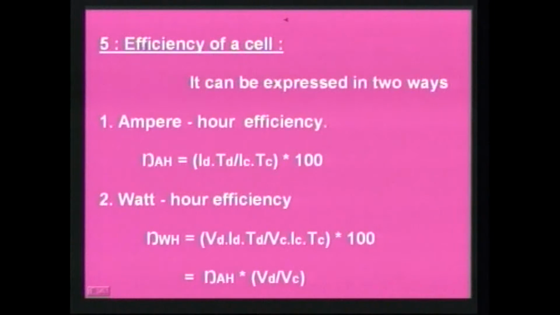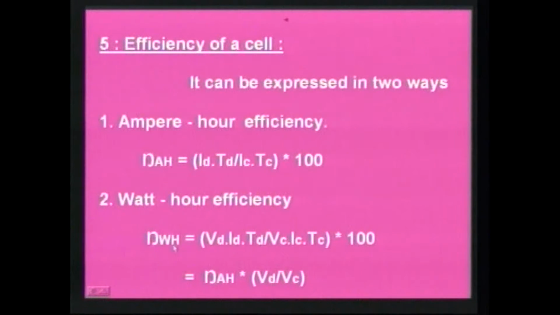Now, the fifth one is the efficiency of a cell. The efficiency of the cell can be expressed in two ways. One is ampere hour efficiency and the other is watt hour efficiency. Ampere hour efficiency is equal to ID, the discharge current, into TD, divided by IC into TC, into 100.